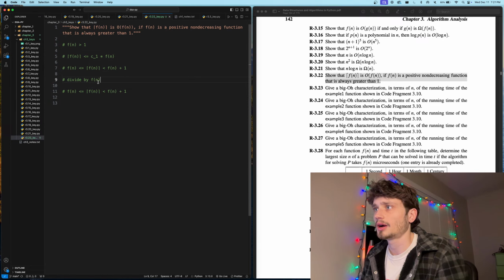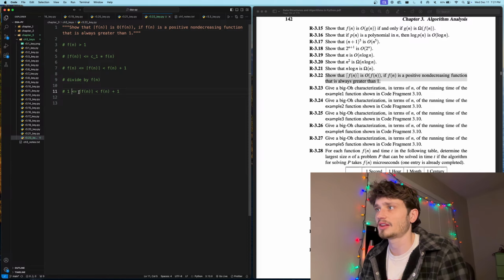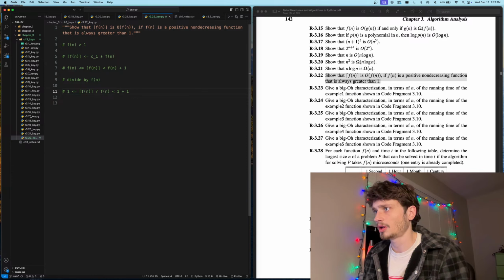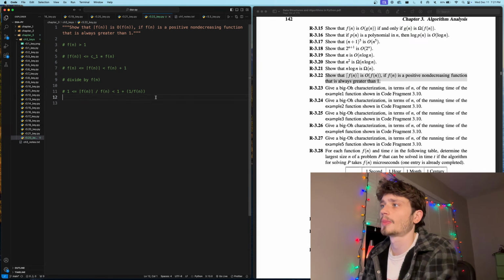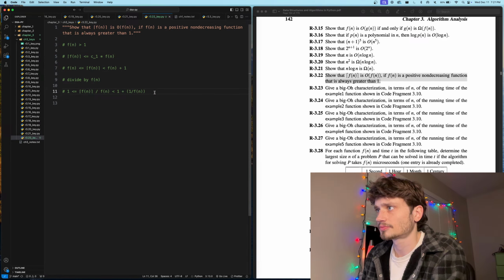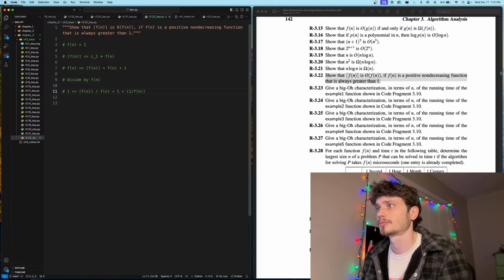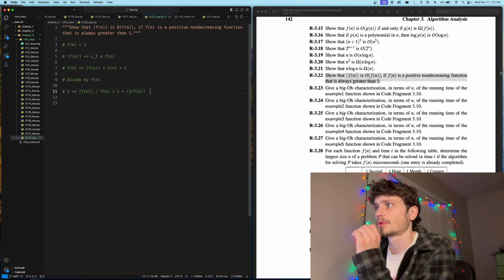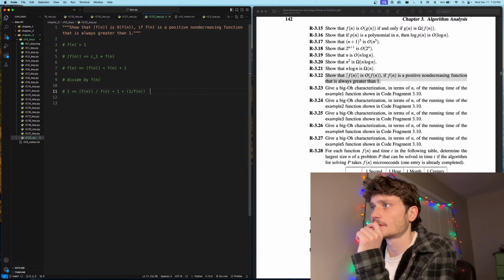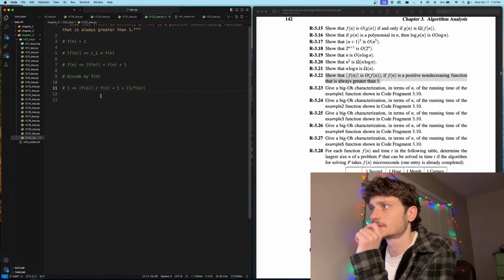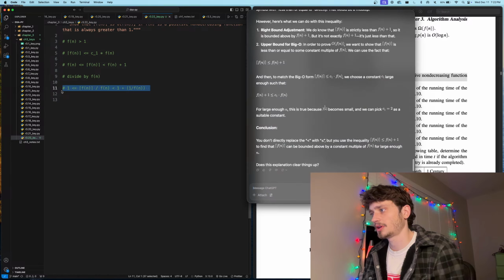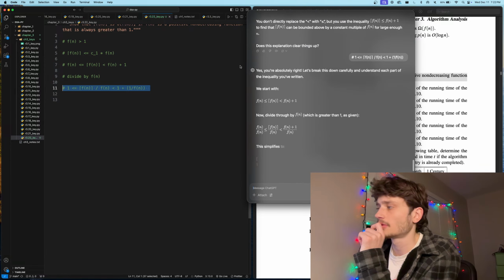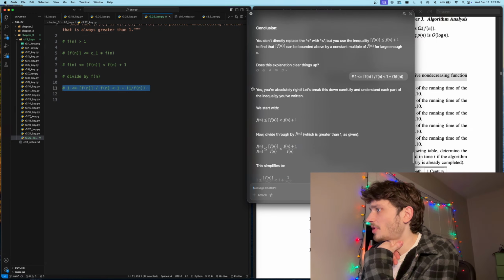Okay. So this will become 1 is less than or equal to the ceiling of f of n divided by f of n, which is less than or equal to 1 plus 1 over f of n, right? Okay, so this tells us, so what if we take this part now and plug it into this? Yes, you're absolutely right. Let's break down and carefully understand each part of the inequality.